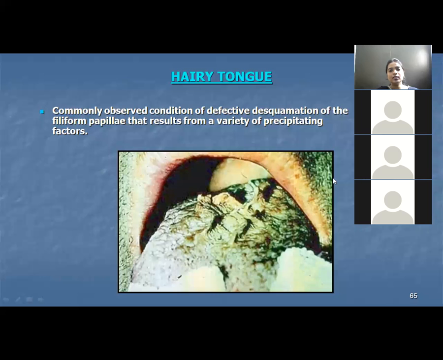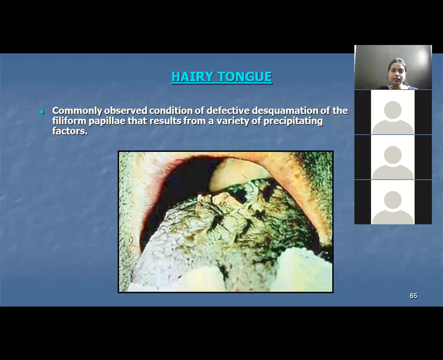So the next is the hairy tongue, a developmental disturbance of the tongue. See, this is the clinical picture of hairy tongue. In the hairy tongue, there is a hypertrophy of the filiform papillae. What is hypertrophy? It is the increased size of the cells. It is called hypertrophy.